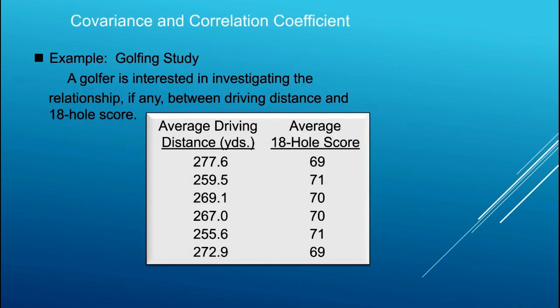Here's a simple example. We have some data from a golfer who's interested in looking at the relationship between their driving distance and their 18-hole score. This golfer has gone to the golf course and played 6 different rounds of golf, and he's calculated his average driving distance and his score. We're going to calculate the covariance and the correlation between this golfer's score and his driving distance. Recall that lower scores in golf are preferred to higher scores in golf.